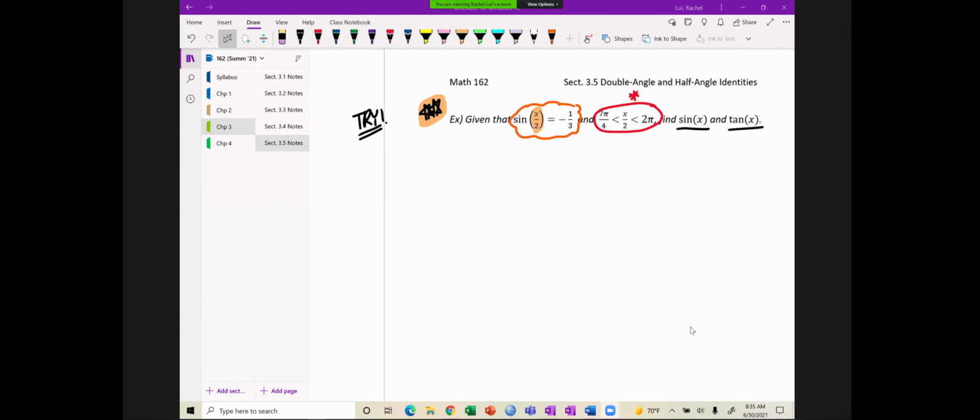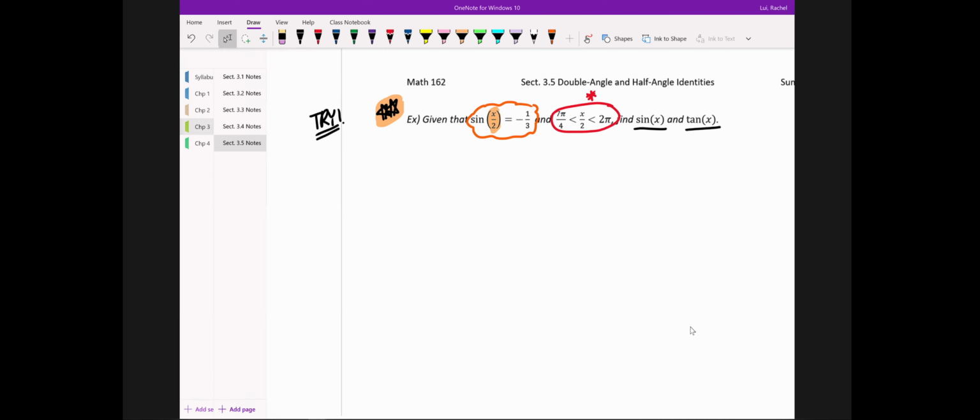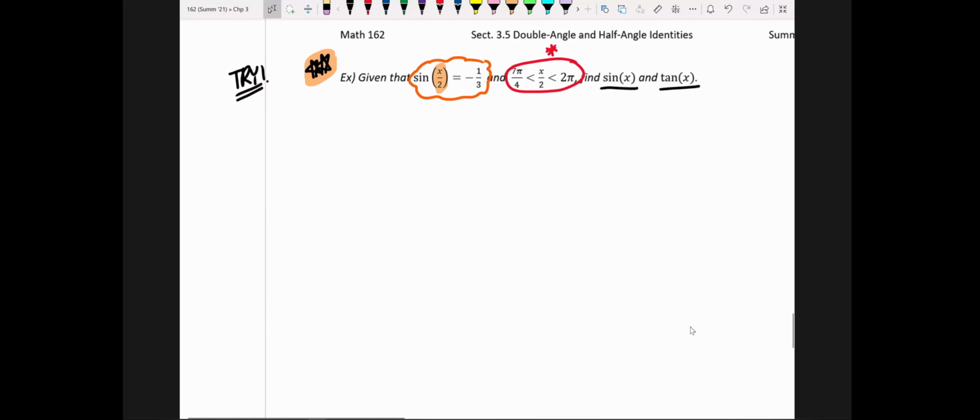Okay, we're going to resume the recording here. I saw quite a few correct answers, some that were very close. Okay, we'll start with Stephanie. So, Stephanie, which identity did you use to find a trig function at x? I used the half angle identity to get cosine first.